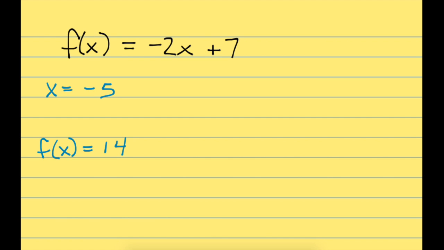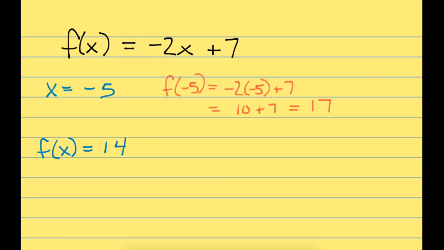Okay, so to find our output when x is negative 5, we take f of negative 5, we replace the x in the function with negative 5. We get 10 plus 7, so f of negative 5 is 17.